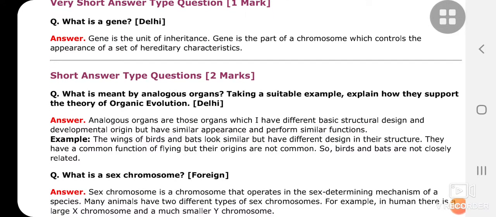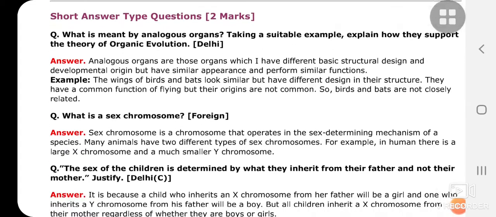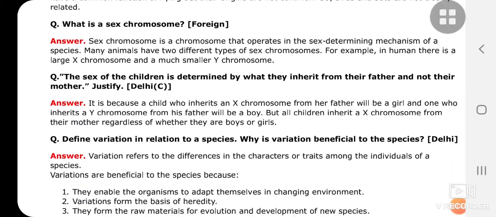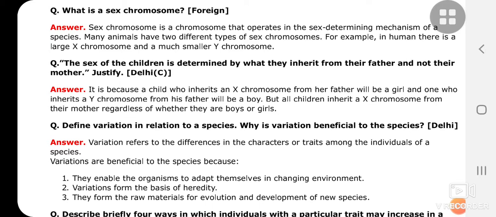Next question is not in your syllabus this time. Then the question is, what is a sex chromosome? Sex chromosome is a chromosome that operates in the sex determining mechanism of a species. Many animals have 2 different types of sex chromosome. For example, in human there is a large X chromosome and a much smaller Y chromosome.